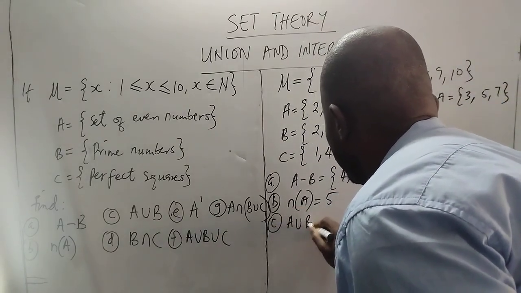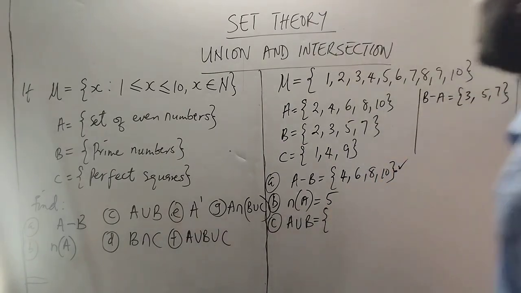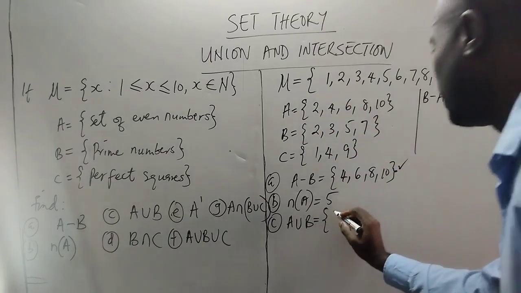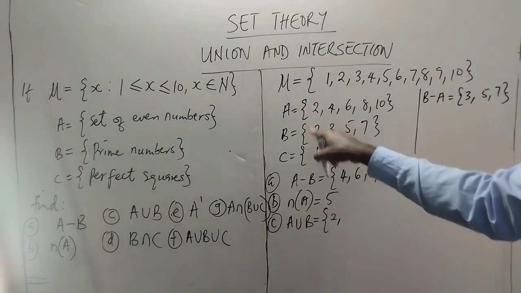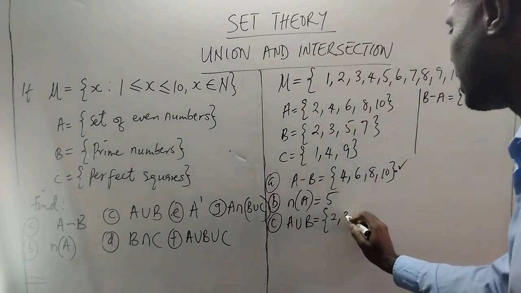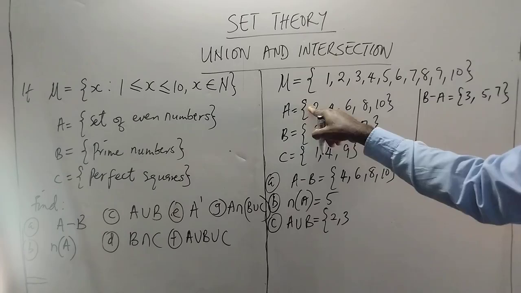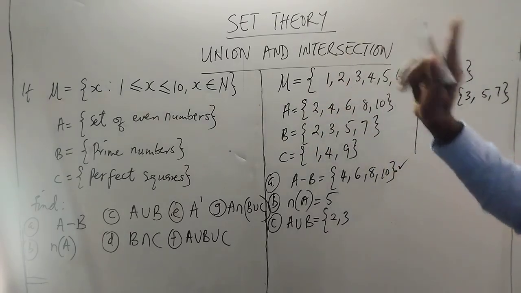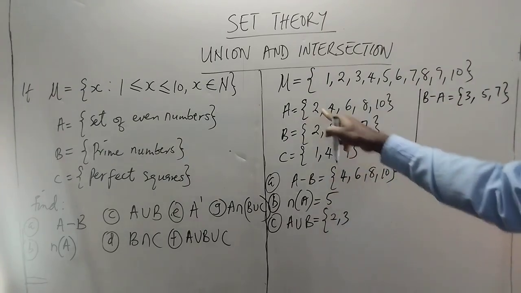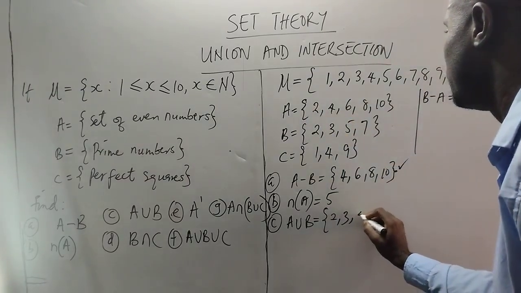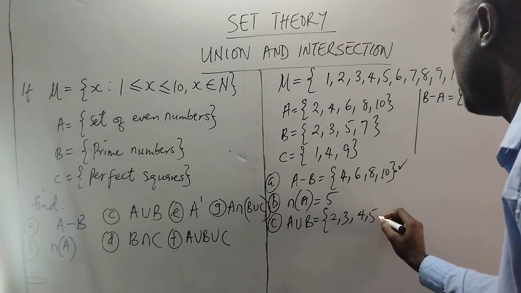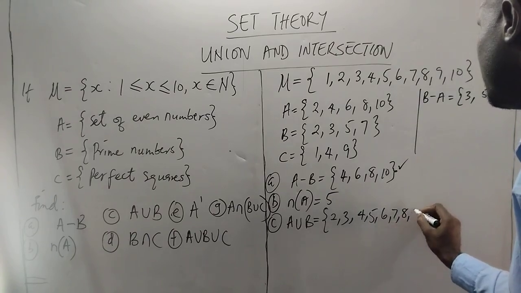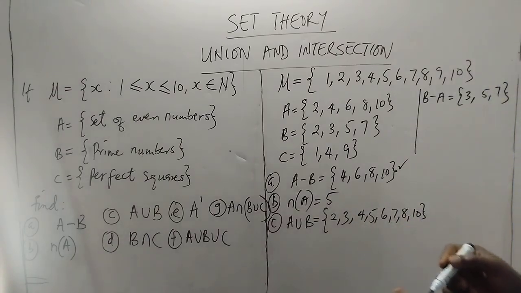A union B. Now, the elements of A and B, we have 2 there. 2 is there. Then we have 3. Remember, 2 appeared in both of them, but you take just one. 1, 2. You don't take the 2 of them. Just take 1. No repetitions. So take 3, take 4, take 5, 6, 7, 8, and 10.